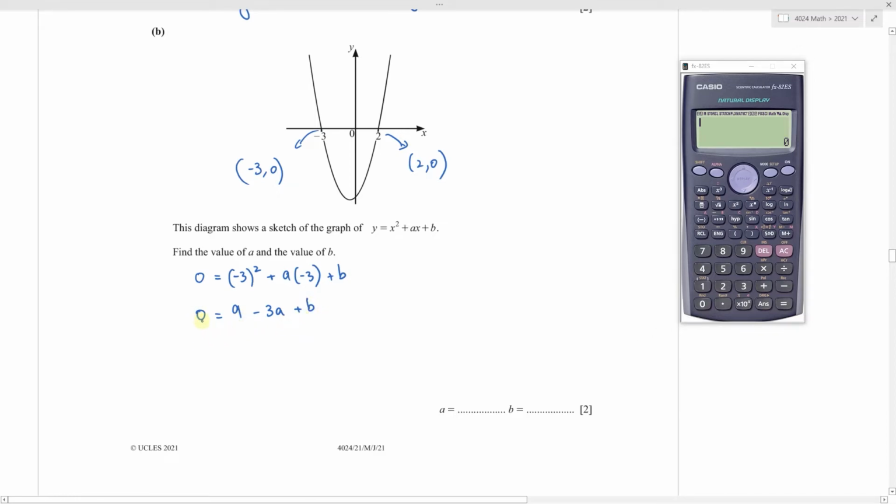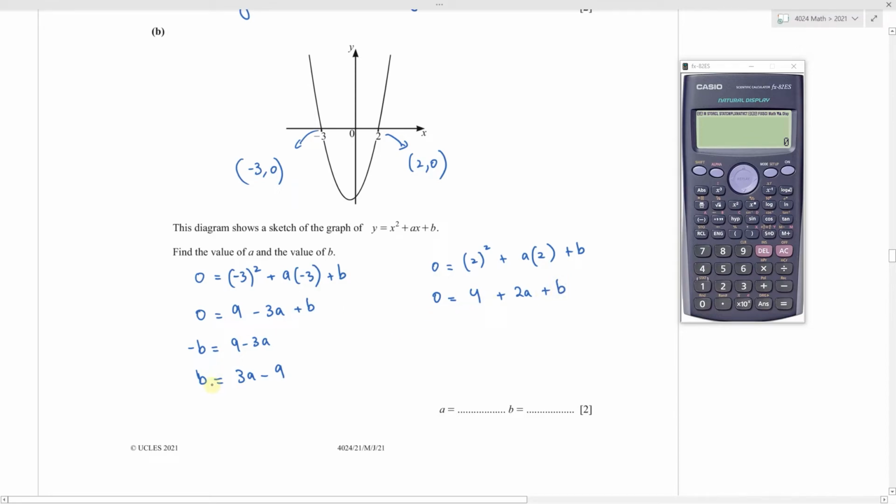Let's take this b to the other side: minus b equals 9 minus 3a. Multiply by minus 1 on both sides: b equals 3a minus 9. And let's substitute this second point now. Again y is 0, so 0 equals 2 squared plus a times 2 plus b. So 0 equals 4 plus 2a plus b.